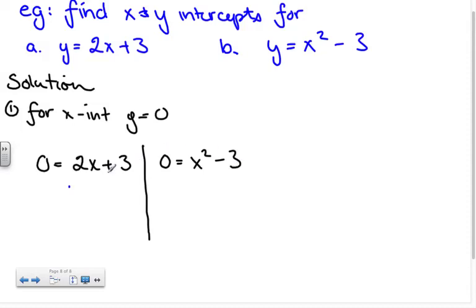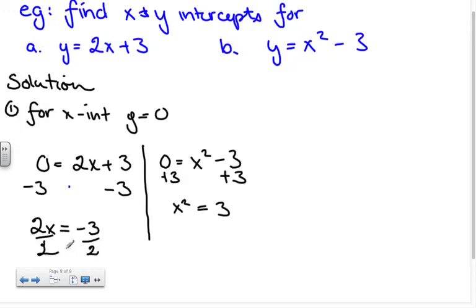I want to solve each equation for x, so subtract 3, we end up with 2x equals negative 3. In the second, I want to add 3 to both sides, then I have x squared equals 3. Divide by 2, x equals negative 3 halves. In the second, x is equal to plus or minus the square root of 3. Now, question, why is it both positive and negative?